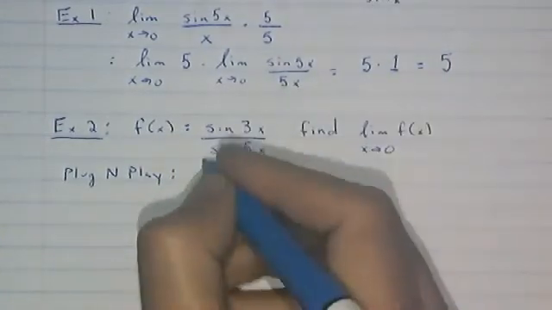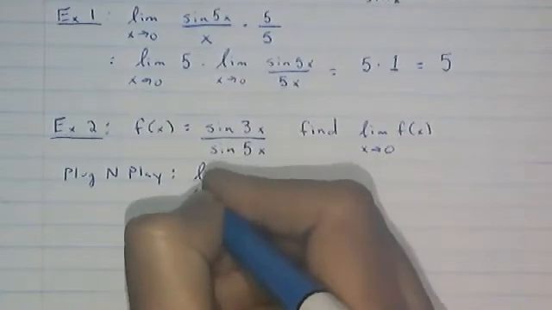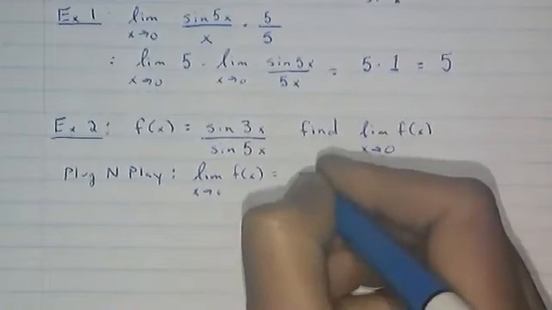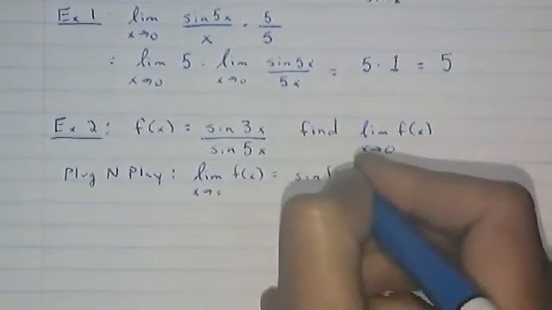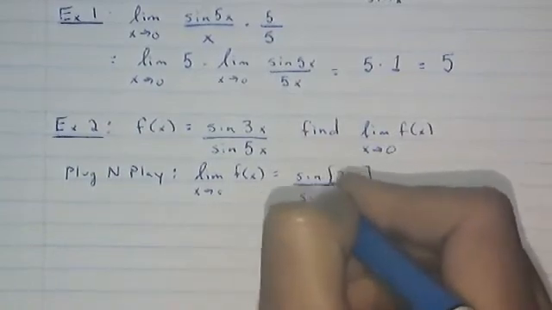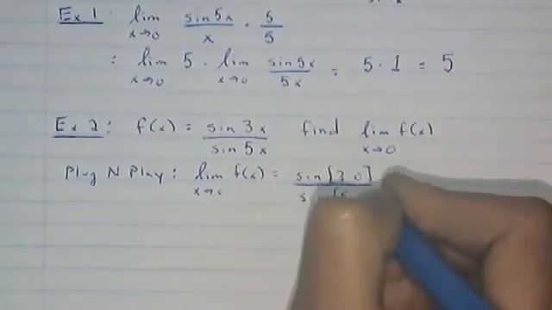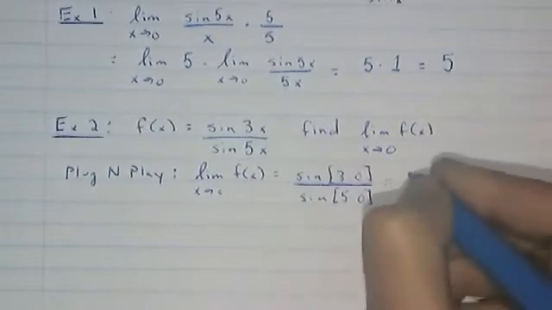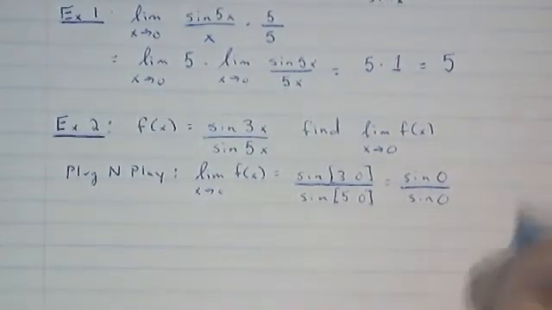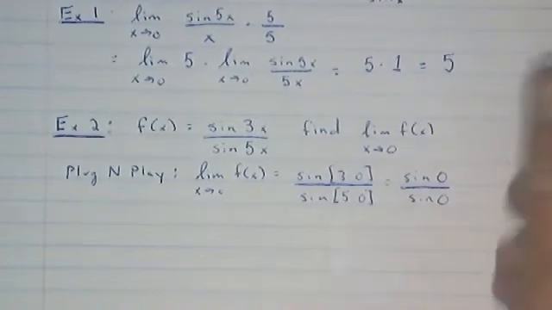So plug and play here would be that the limit of our function as x approaches 0 is sine of 3 times 0 over the sine of 5 times 0. Really just the sine of 0 over the sine of 0. What's the sine of 0?